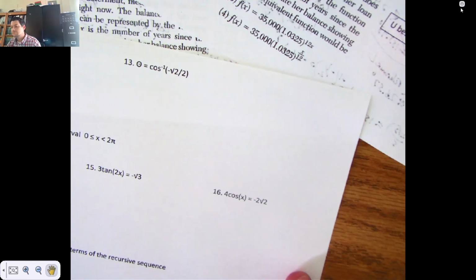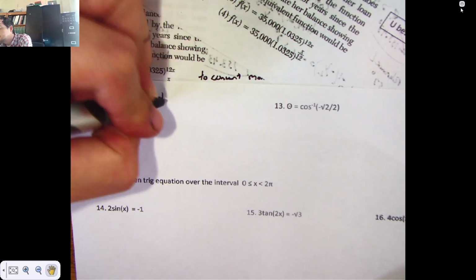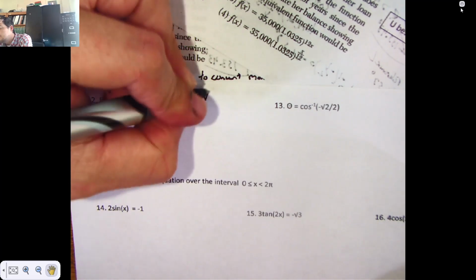Let's see here. Where's the back side of this? I take this back. This is the hardest one on here. Theta is the arctangent of negative root 3 over 3. Why is that so hard? Because that is a radical that's been cleaned up. That is actually negative 1 over root 3. Because you multiply by root 3 over root 3, and you get negative root 3 over 3. That's why it's so hard.